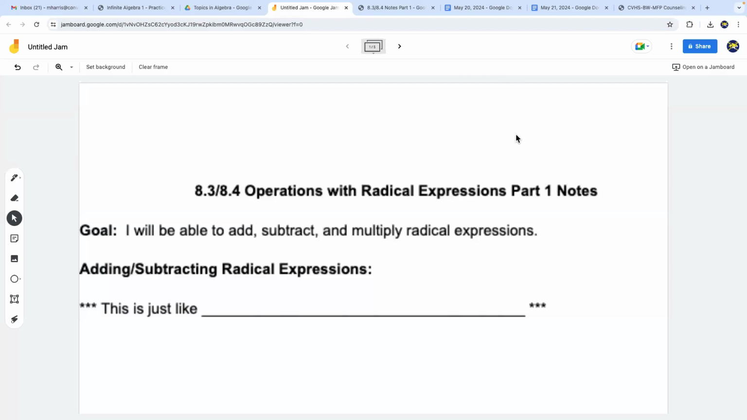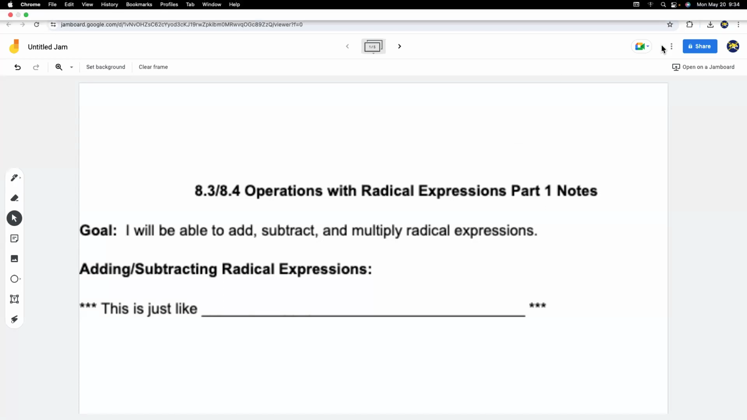All right, we're going to do 8.3 operations with radical expressions part 1 notes. What we're going to be looking at today is how to add, subtract, and multiply radical expressions. These are pretty simple. Biggest thing is especially when adding and subtracting right here.